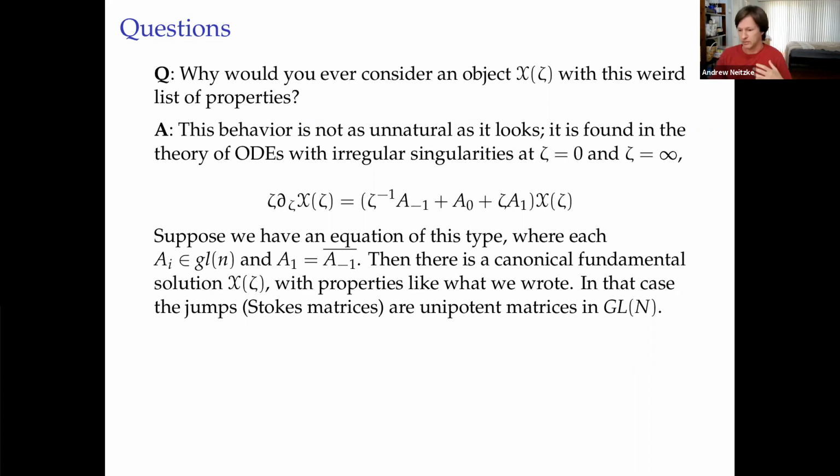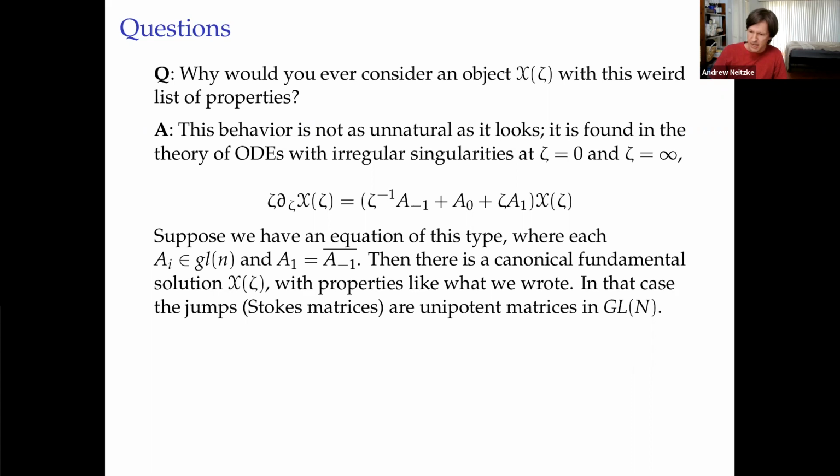So imagine for a second that you were studying an ordinary differential equation in the zeta variable, which has this form: zeta d by d zeta of x is equal to some 3-term expression with a pole, like 1 over zeta times something plus zeta times something. And think of each of those A's as just being some matrices. So there's just some matrix ODE in the zeta plane. So suppose you had an equation of that type, just for n by n matrices.